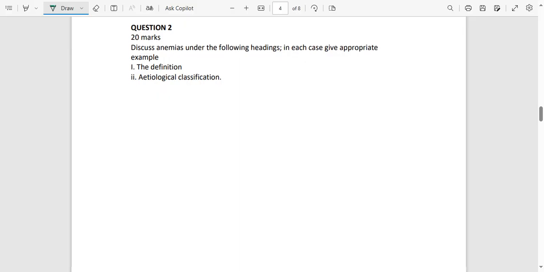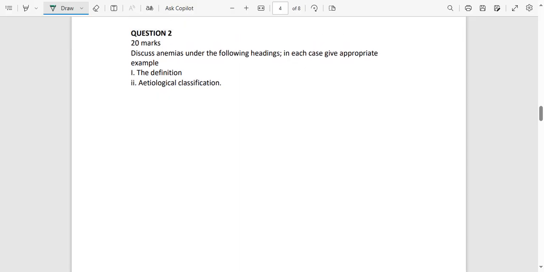Question two. Discuss anemias under the following headings. In each case, give appropriate examples, the definition, and the etiological classification. Remember, this is specific to etiological classification. Anemias can be classified in a lot of ways, but this is specifically etiological.